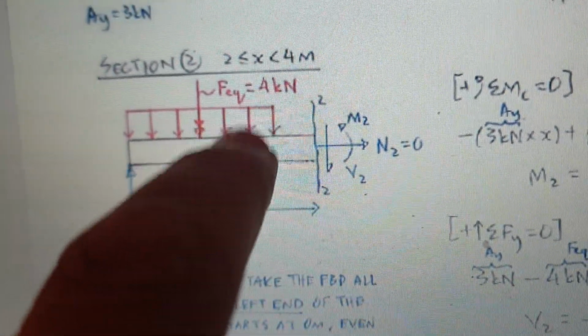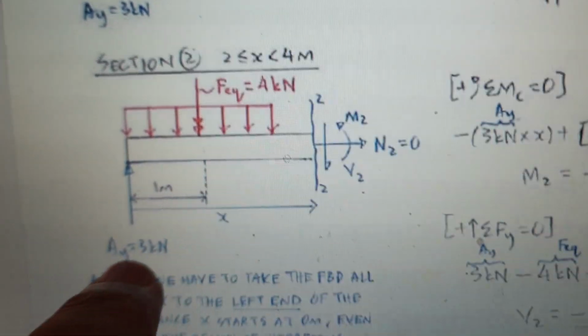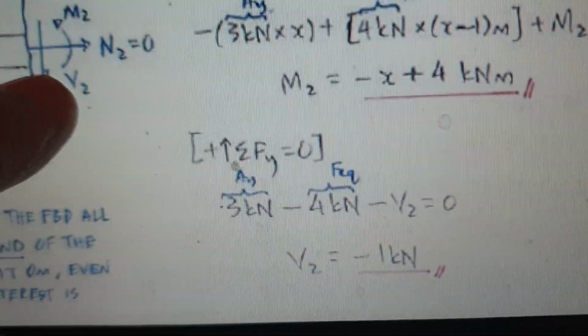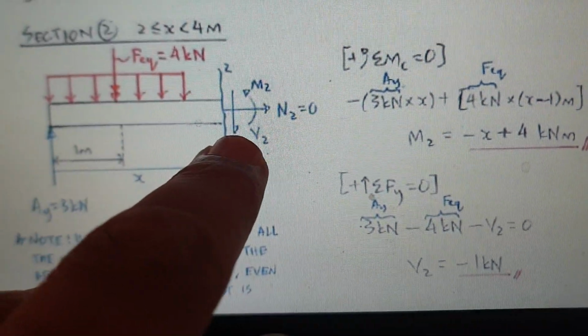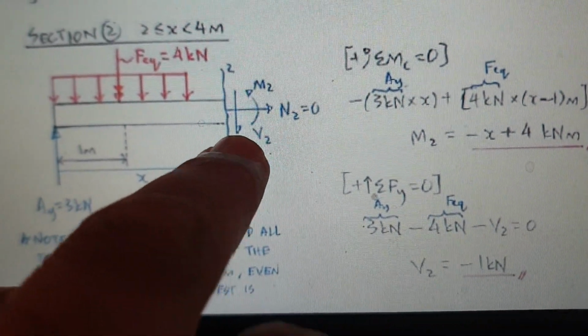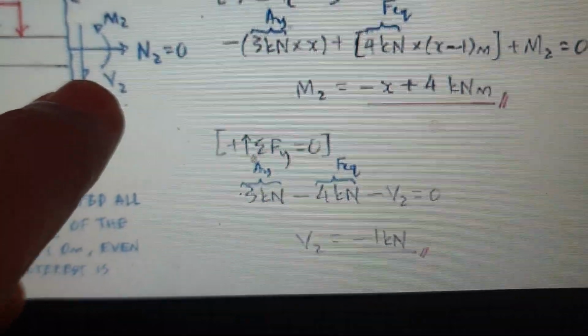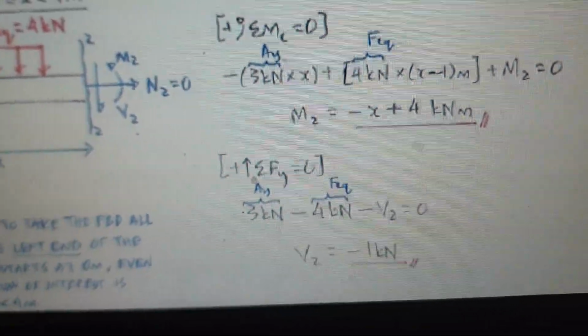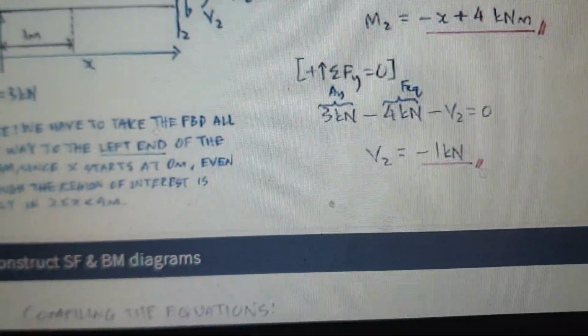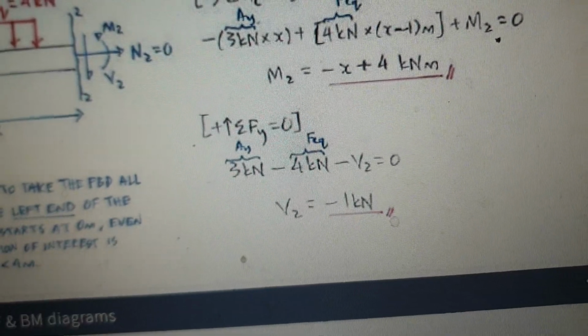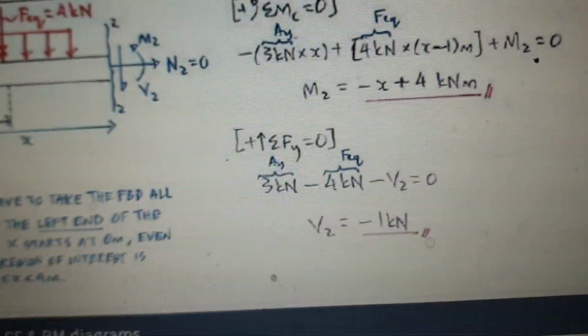Oh, so this is 4, 3. It has to be 1 up. So it has to be opposite to this. So V2 is minus 1 kilonewton. So this is going to be up. The shear is going to be up. Okay? So this is one way of doing the shear and moment diagram using the equation.